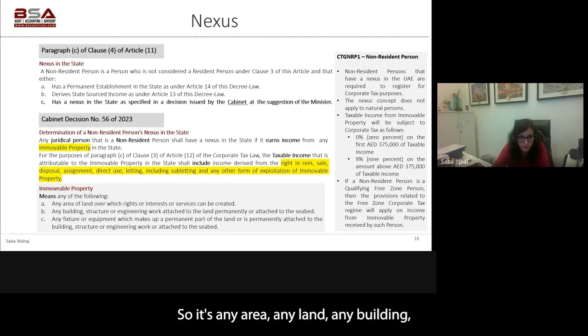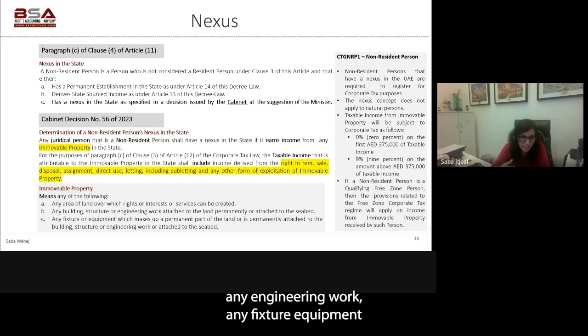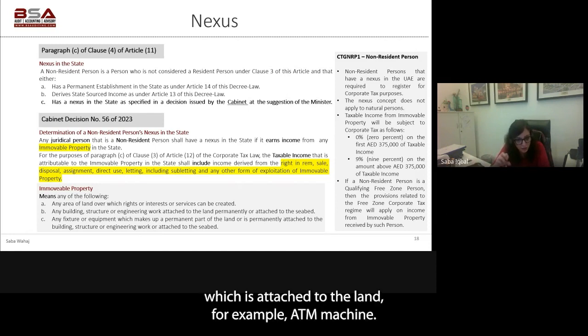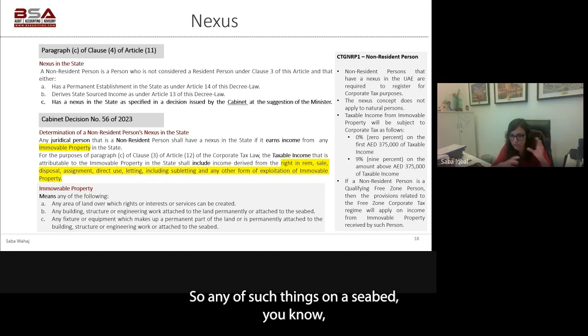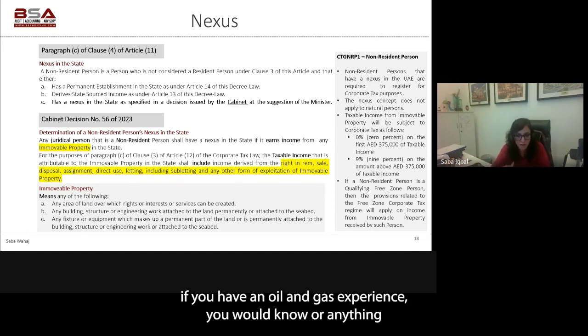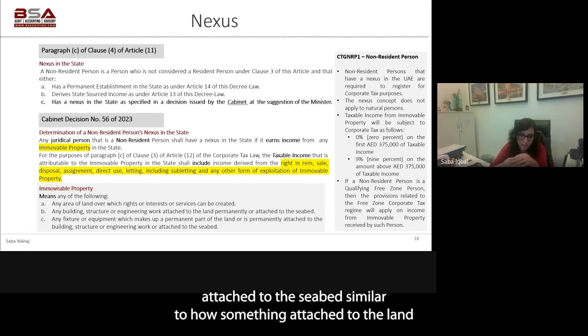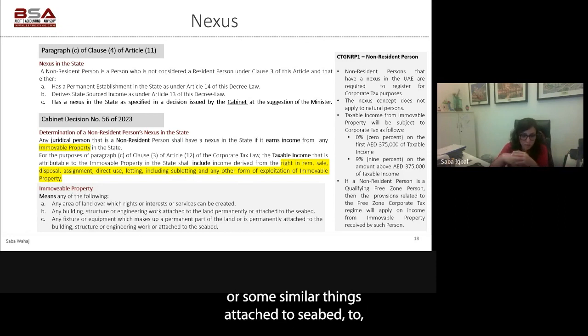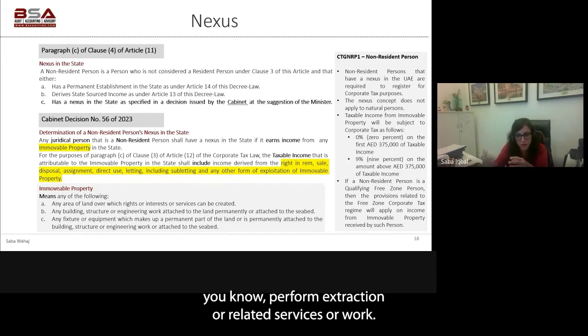So it's any area, any land, any building, any engineering work, any fixture or equipment which is attached to the land, for example an ATM machine. Or a seabed, if you have oil and gas experience, you would know, or anything attached to the seabed, similar to how something is attached to the land, to perform extraction or related services or work.